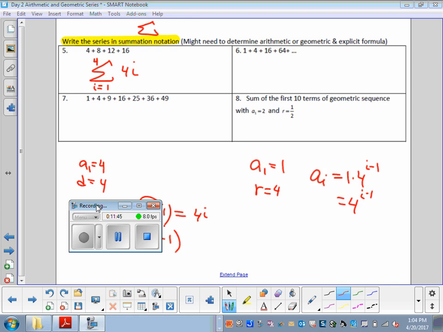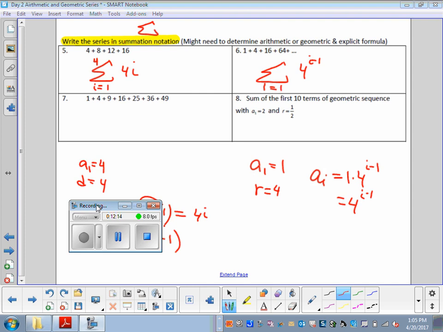Can you slow down for a second? Mm-hmm. I have to write out this part first. So when I want to write this sum in summation notation, I need sigma. The explicit formula for each of the terms will be 4 to the power of i minus 1. And now I need to figure out i from where to where. So where do I start?